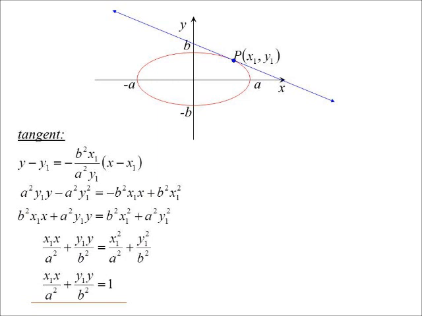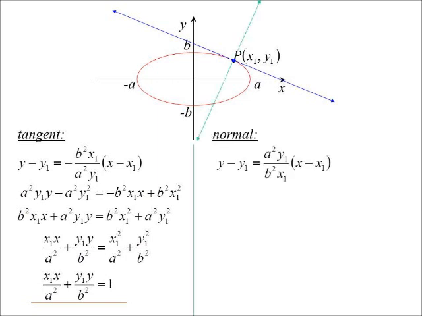Because the ellipse was x squared on a squared plus y squared on b squared. Here I've got x1 times x. Well, if you just pretend the 1's not there, x times x, x squared. And y1 y, pretend the 1's not there, y times y. So it looks like the equation of the ellipse itself. Makes it very easy to remember.